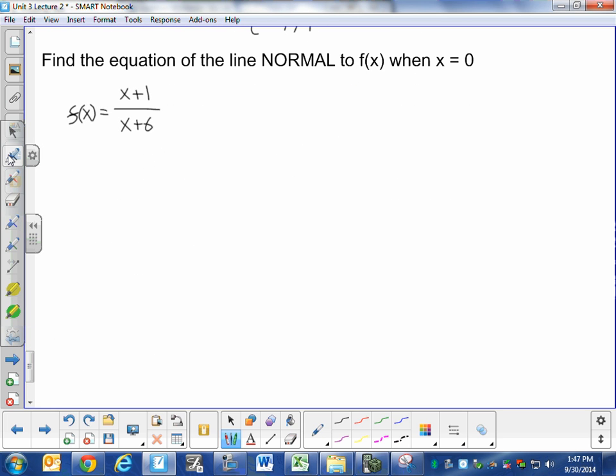Next to last question, find the equation of the line normal to f of x when x equals 0. Now, normal is perpendicular. So if I find the slope of my tangent, that'll be equal to the opposite of the reciprocal of my normal slope. Okay, you can go vice versa with that. So all I need to do is find the slope of this tangent line at 0, take the opposite reciprocal of it, that'll be the slope of my normal line.